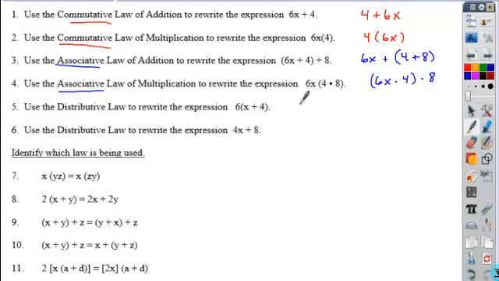6x. Good. So all we're doing is the classic distributing the 6. So we take 6 times x, and then we take plus 6 times 4, which is 24, and that gives you your new expression or the distributive property. Very good. Okay. Mia, what about number 6?